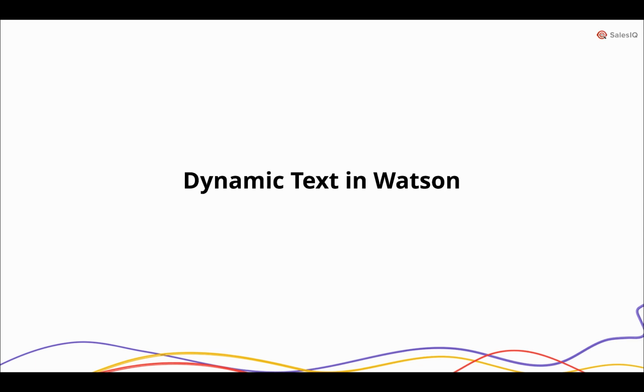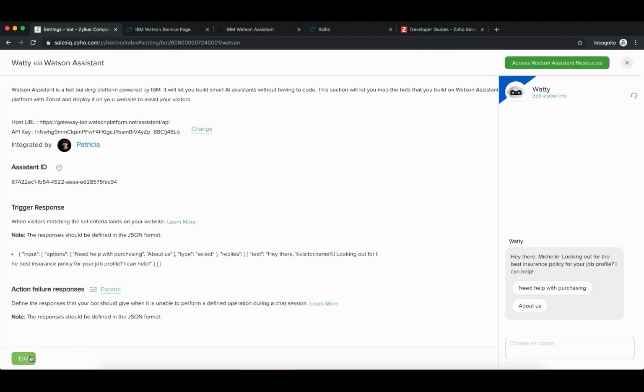So finally, we have dynamic text in Watson. The text that is bound to change is called dynamic text, and we can configure dynamic text inside trigger responses and chat responses like we had done in all the other platforms in our previous webinars. So let me show you how to set up dynamic text on the Watson platform. Let's go back to the portal.